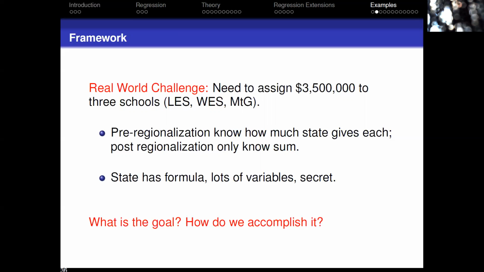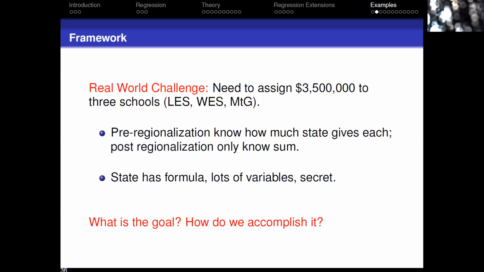But we wanted to do it in such a way that each town still had control over their elementary school budgets. And so it was very important to know how much of the Chapter 70 funds, because 3.5 million out of 21 million, that's a sizable amount. We wanted to know how much money went to each building. Unfortunately, the Commonwealth of Massachusetts only tells you how much Chapter 70 funds goes to the district. It doesn't tell you how much goes to each individual school. And they keep their formula secret.